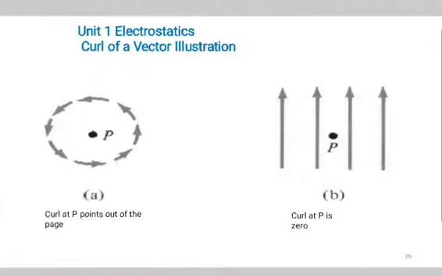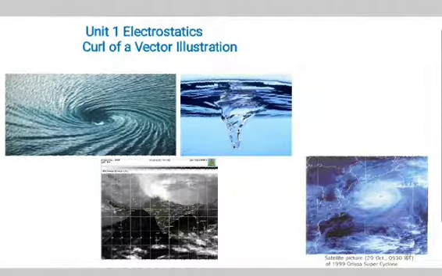Next is the curl of a vector illustration. So here the curl at P is out of the page, and the second diagram shows the curl at P is 0. This diagram shows the curl of a vector illustration.